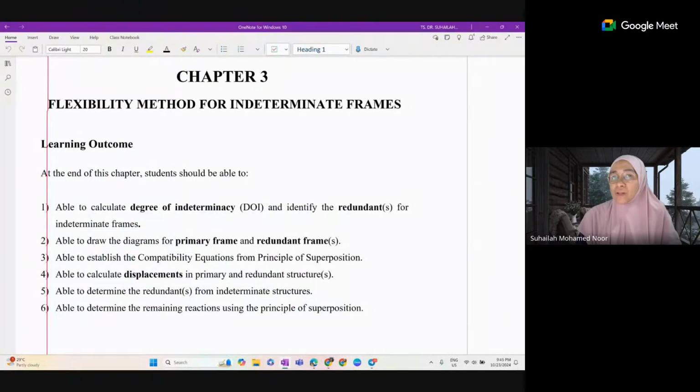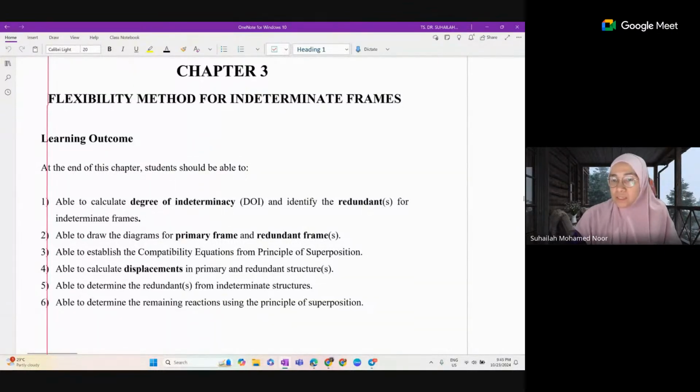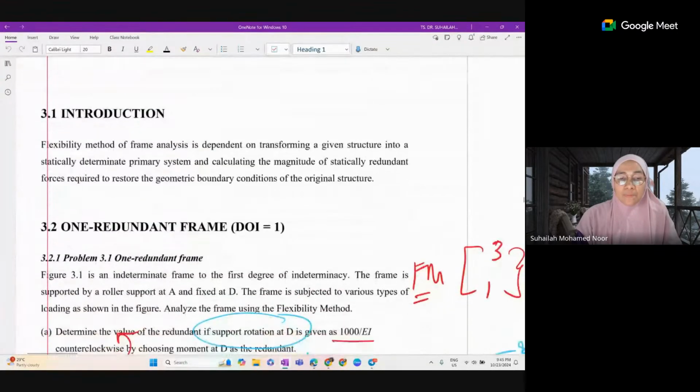Okay. So we calculate displacement. The formula for displacement as usual, we integrate two moment equations. One comes from the primary structure, primary frame, and the other comes from the redundant frame. One redundant means there is redundant one. So if we have two redundants, we will have redundant number 2. Basically it is the same, just like beam.